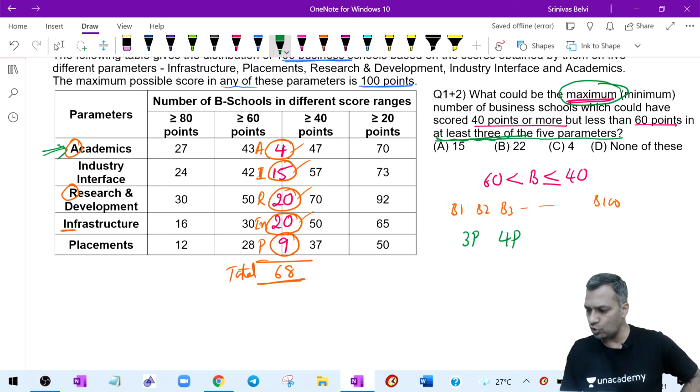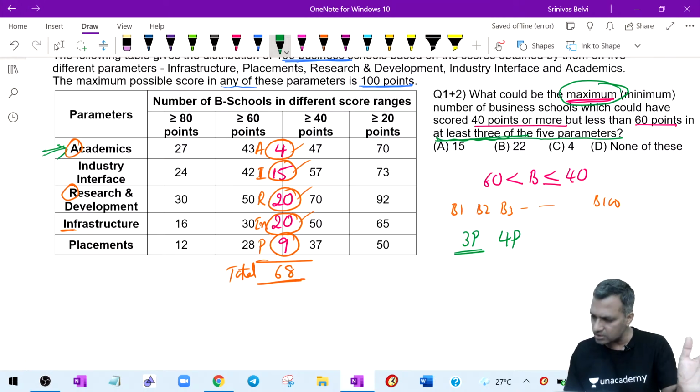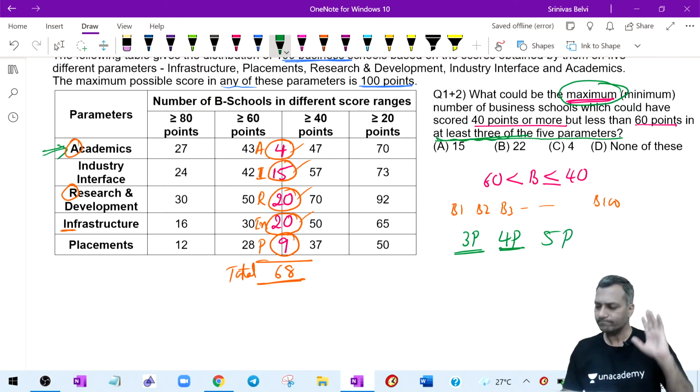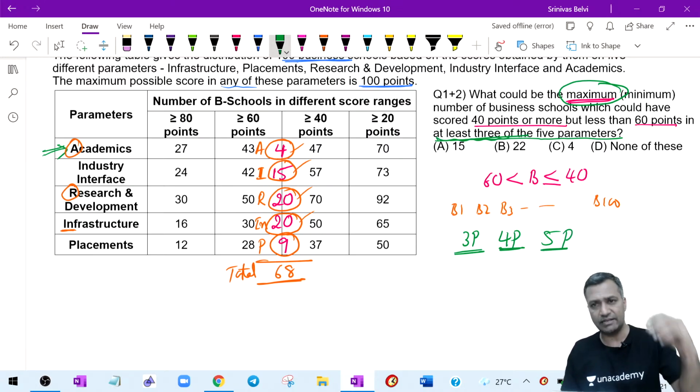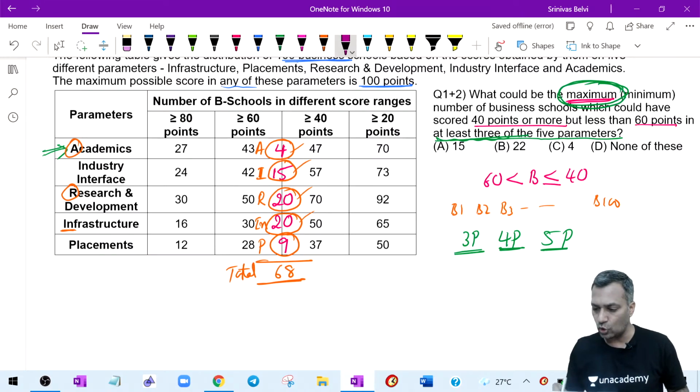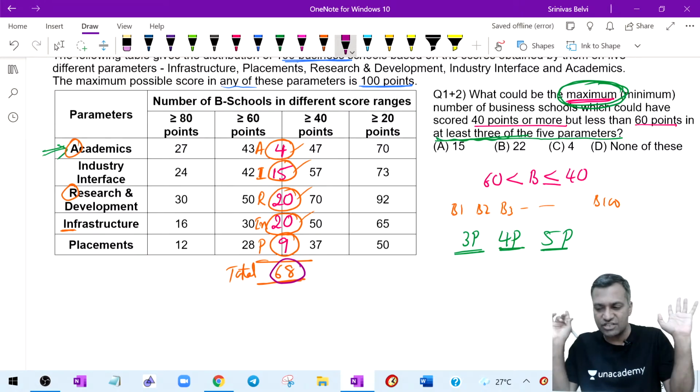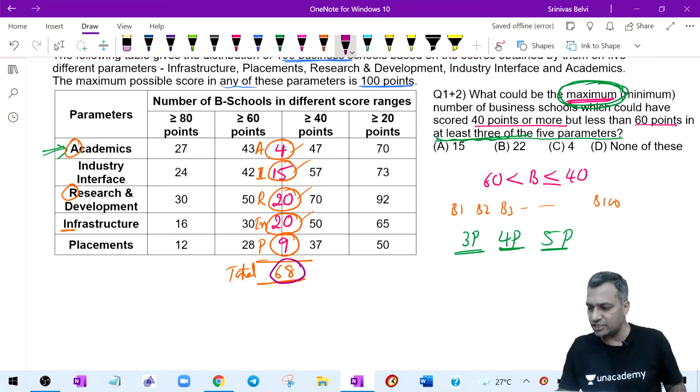If they've got three coupons, three parameters means what? Three coupons qualify, four coupons qualify, five coupons qualify. If they got three, they are qualified. If they got four tokens, qualified. If they got five tokens, qualify. But what you need to do is maximize. See, your tokens are fixed. You have only 68 tokens, to be distributed among 100 B schools, such that if they have three or four or five, they will be qualified.